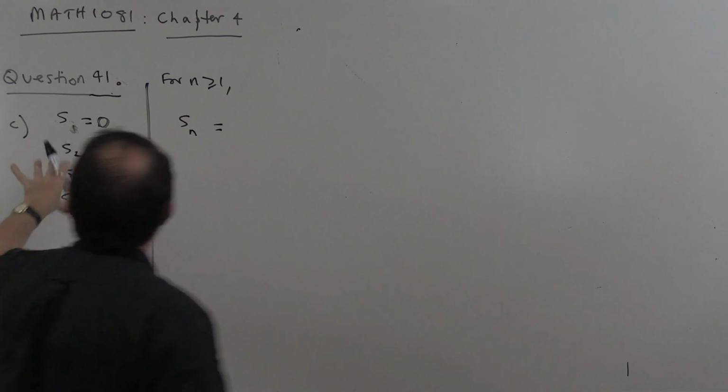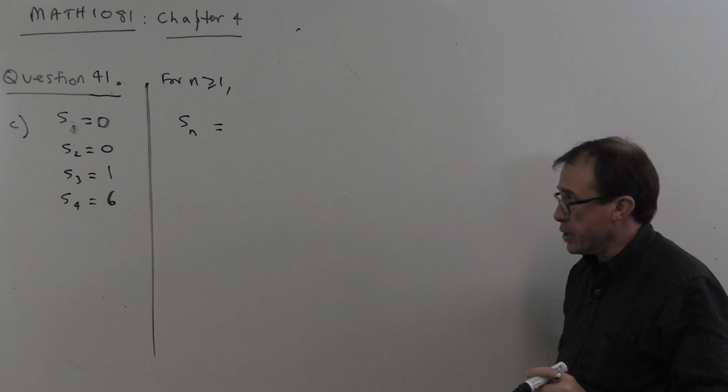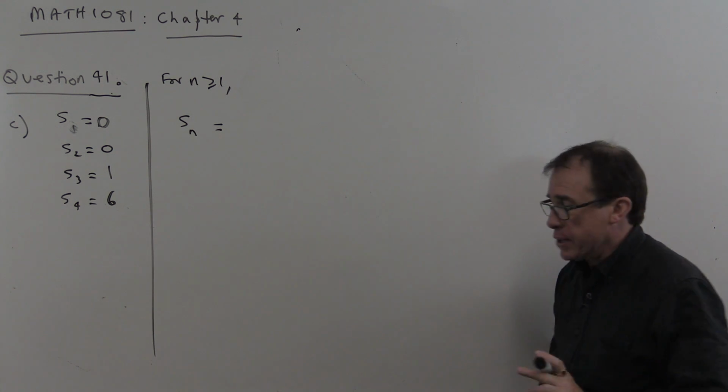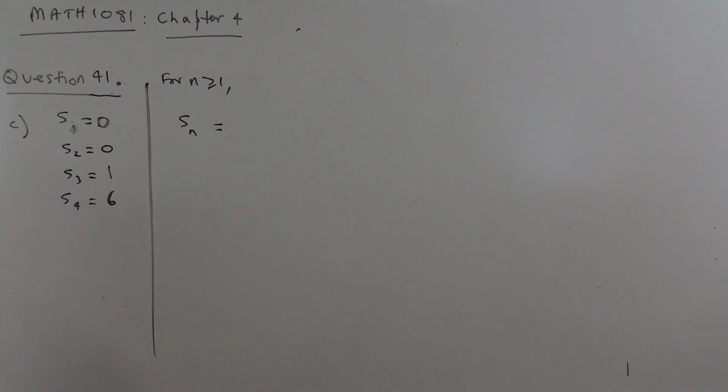Okay, so just to summarise what we did in part B, we found the first 4 values of this sequence: 0, 0, 1 and 6. I want to now, in part C, we're asked to get a recurrence. It tells us what the recurrence is, but we have to explain how we got there.